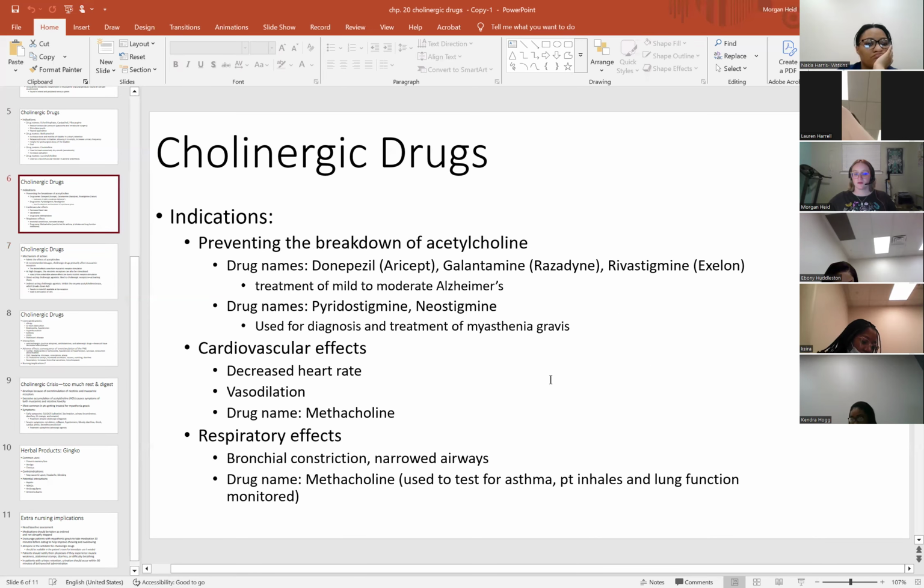Cardio, it promotes vasodilation, but for respiratory, it's constriction. Correct. Because it just depends on what the parasympathetic nervous system is doing to what organ. Because we had that whole list of everything that it did, right? So not everything is going to be the same. It's not always going to dilate or constrict, right? It depends on what the organ is. Okay, so we want the blood vessels to dilate here, but we want the airway to constrict here, depending on what's happening.